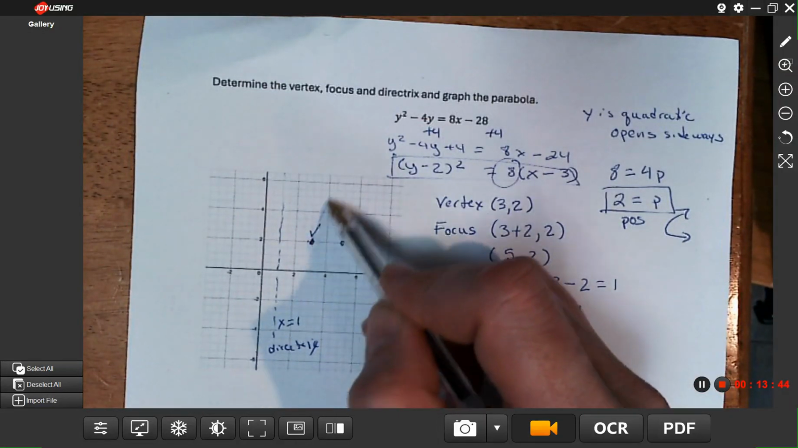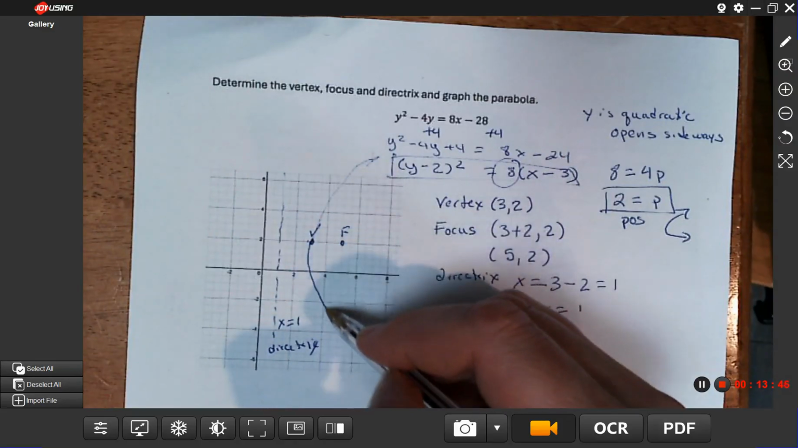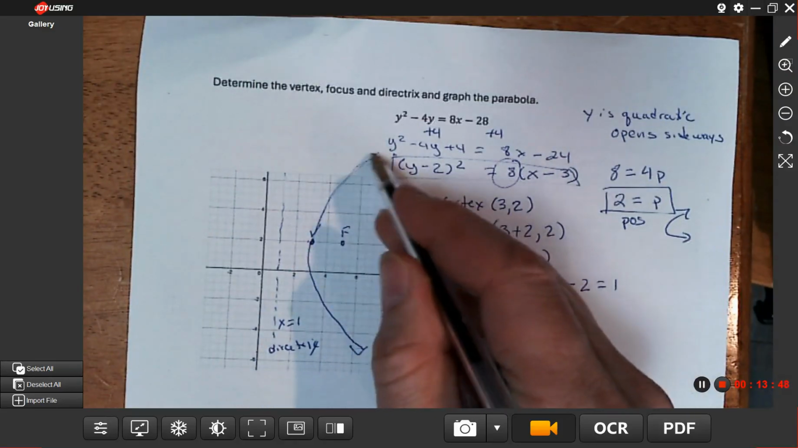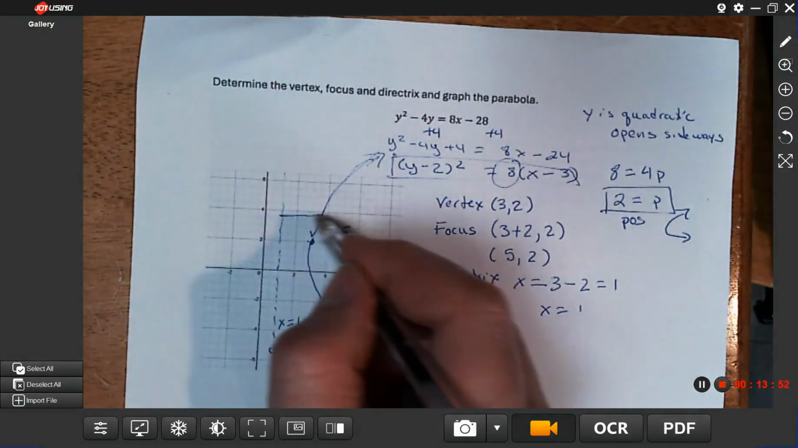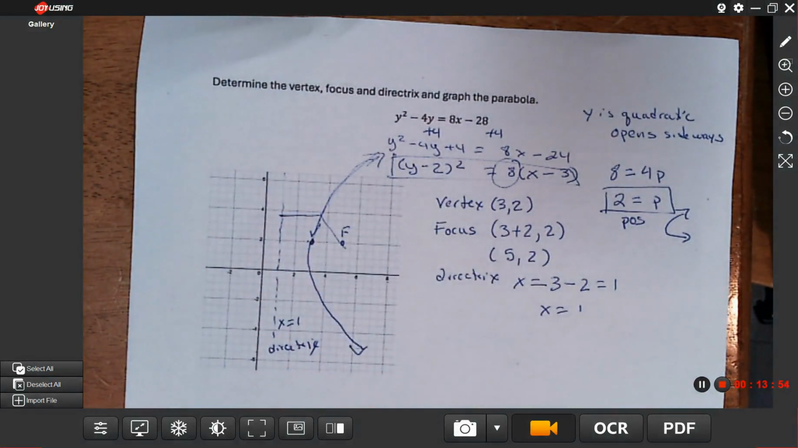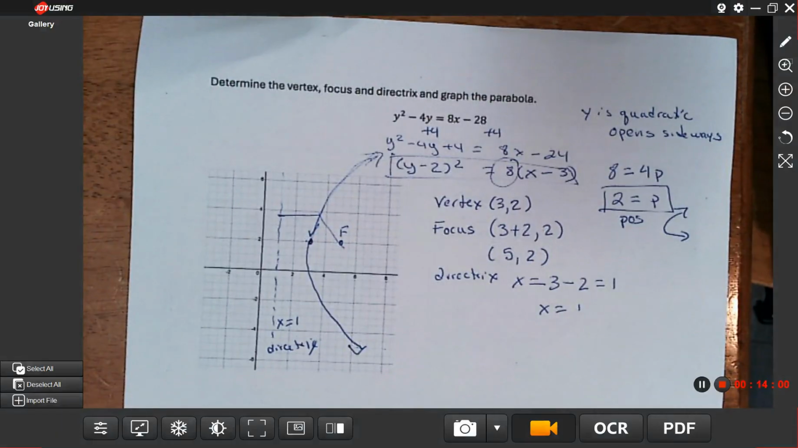So a parabola touches the vertex, and it opens sideways, and you just want to make it look approximately like the distance between here and the distance between there are the same. If I made it too skinny, that wouldn't be the case. So that's a rough estimate of this graph.